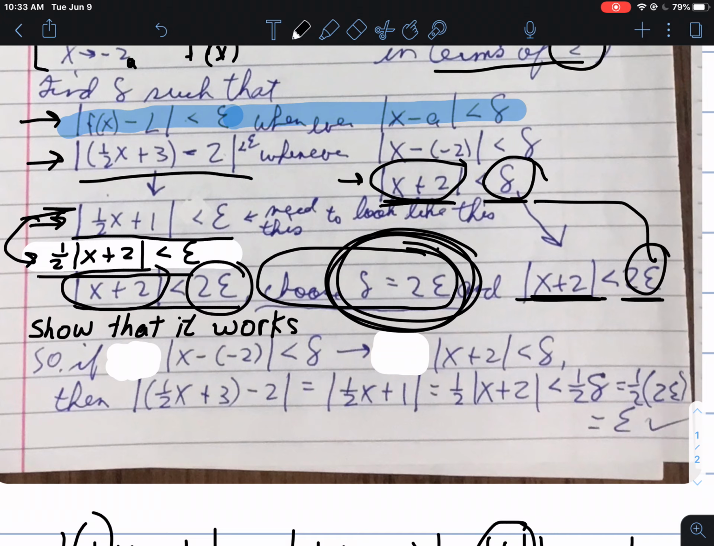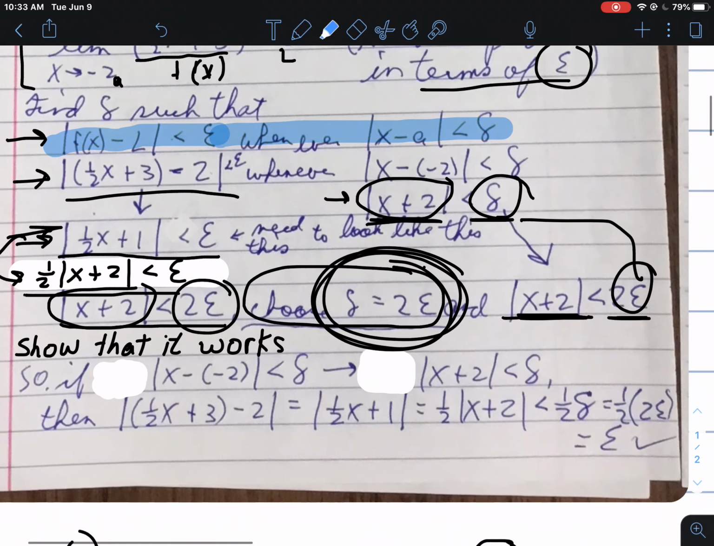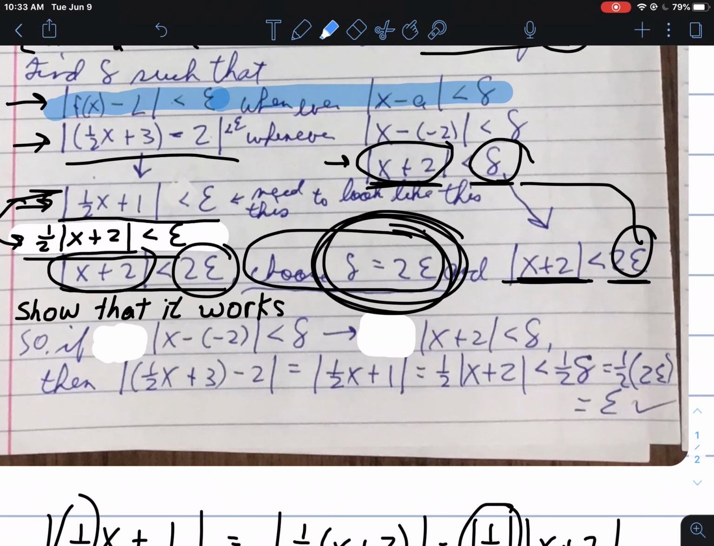We'll actually show or prove that it works. So if you choose delta to be 2 epsilon, does the statement still hold true? So we're going to show that it works, so we're just going to take things in reverse. Remember, our original statement said that the distance between f of x and L is less than epsilon whenever the distance between x and a is less than delta. So let's reverse that. And let's say now, in the opposite direction.